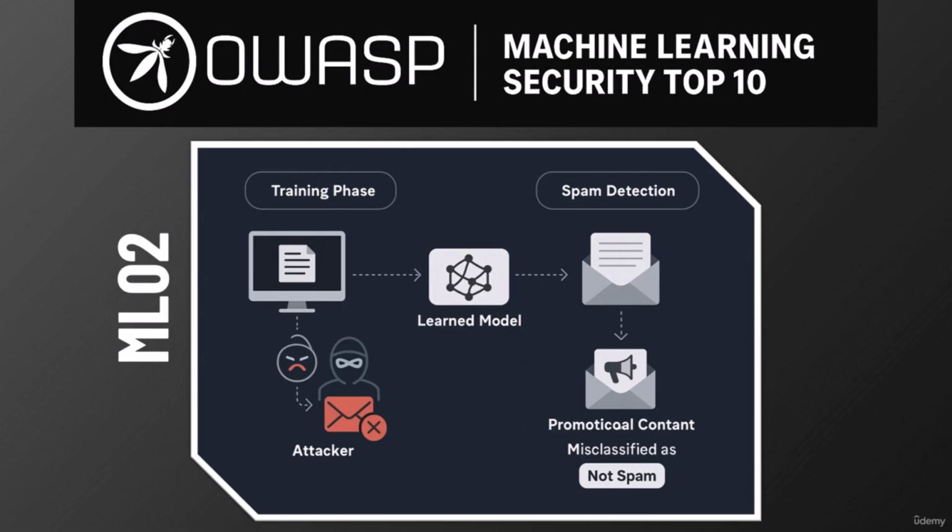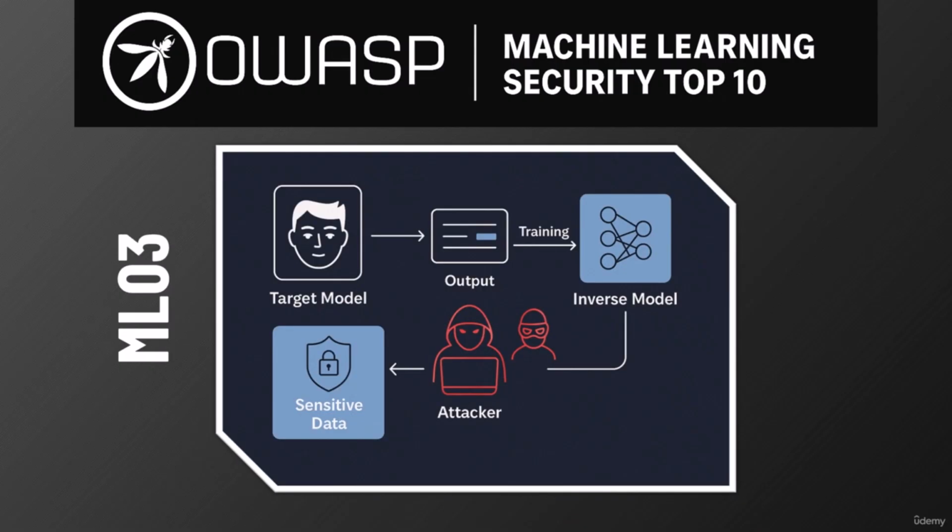For example, imagine a spam detection system that uses machine learning to classify incoming emails. An attacker could slowly feed it promotional emails that are deliberately labeled as not spam. Over time, this could retrain the model to misclassify real spam as legitimate messages, allowing malicious or phishing emails to slip through. This kind of compromise doesn't just put users at risk. It also undermines trust in the system's ability to function reliably.